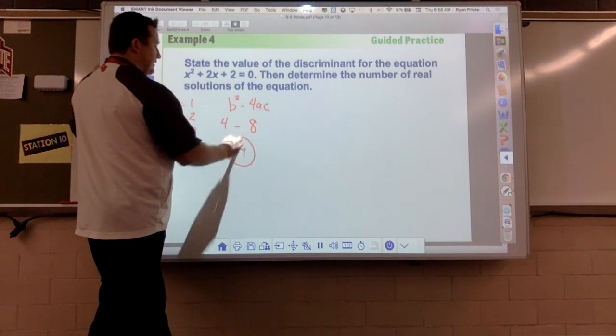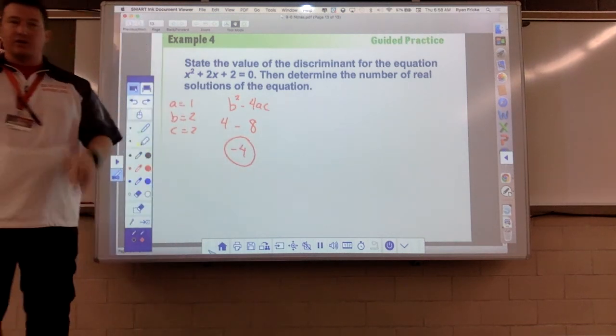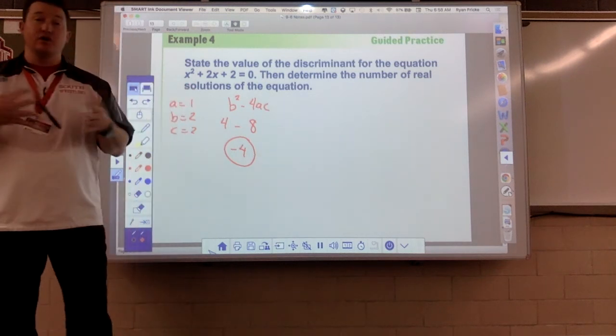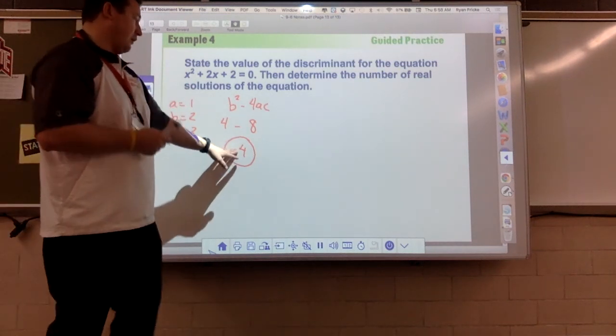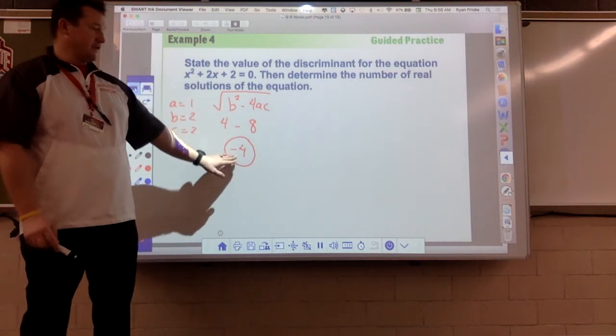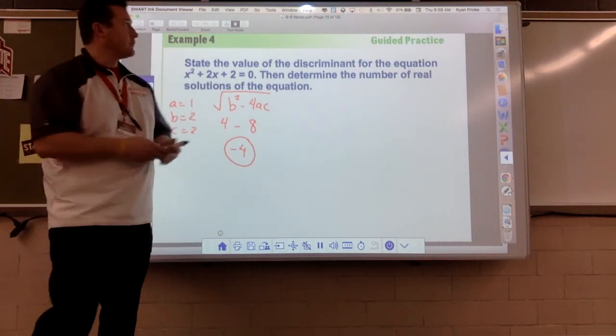Aha. Negative 4 is the value of the discriminant. And what does any negative number mean? Any negative number means no solutions. Because if we think about what happens, guys, eventually we're going to want to take the square root of this number, and we can't do that. Okay? So there you go.